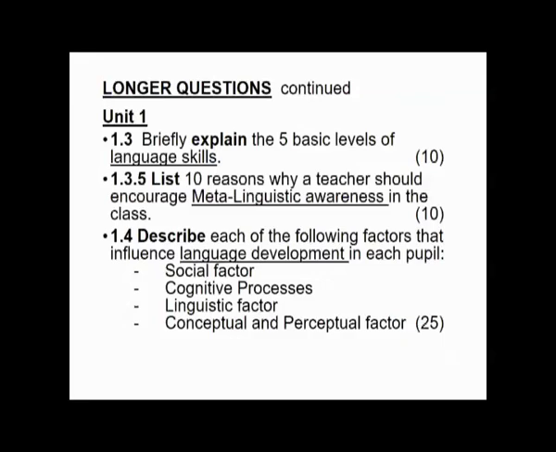Okay. 1.4, describe each of the following factors that influence language development in each pupil. You will find social factors, cognitive processes, linguistic factor, conceptual and perceptual factor for 25 marks. So that means roughly 6 facts for each one of those sections.